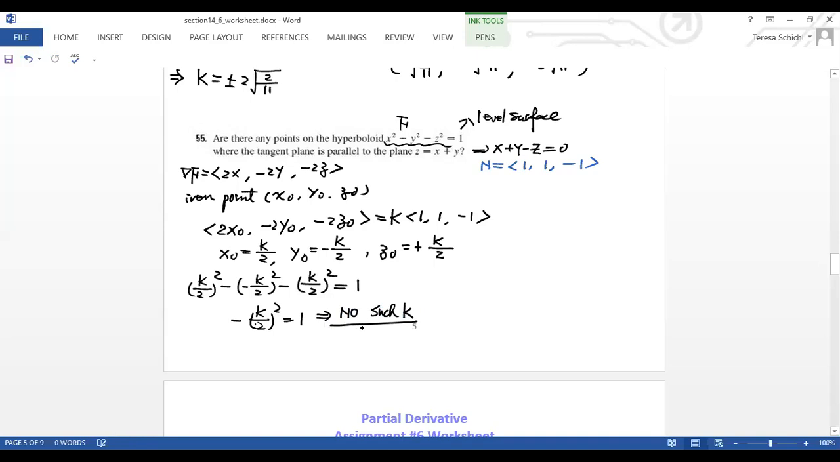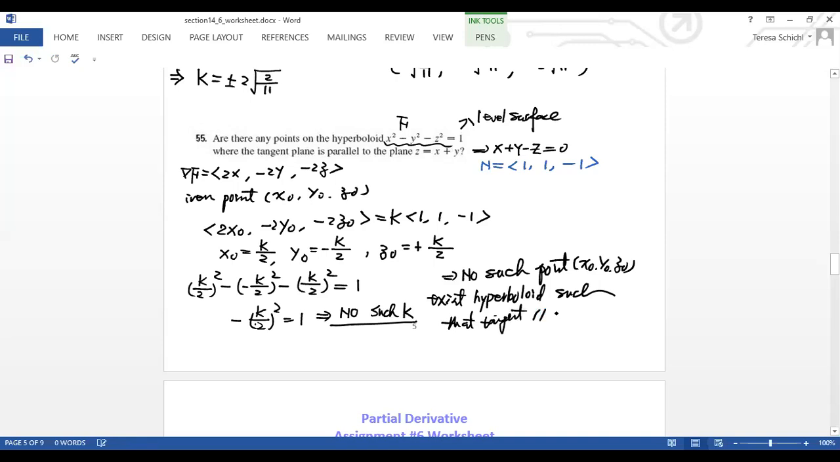I cannot find such a case here. So now we know there is no such point (x0, y0, z0) on the hyperboloid such that the tangent plane is parallel to the plane x plus y minus z equal to 0. All right, so that's number 55.